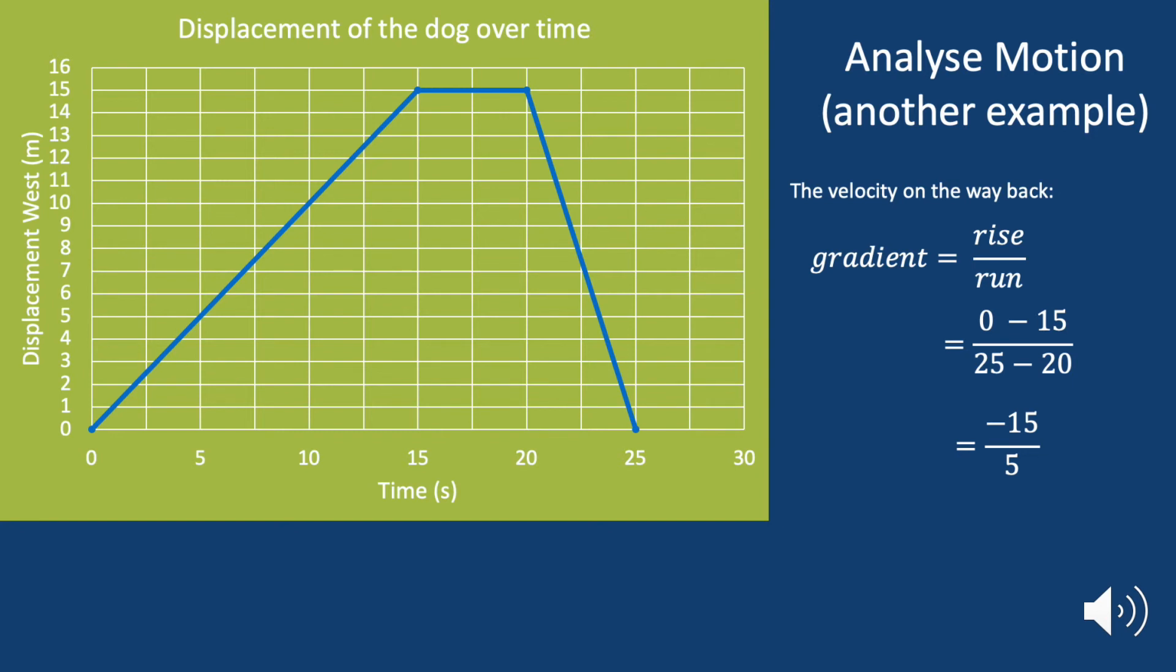So looking at the gradient there, it falls. It doesn't rise at all. It falls 15 meters, where the time runs along 5 seconds. So we end up with a gradient of negative 3 meters per second to the west, which can also be expressed as positive 3 meters a second to the east, because velocity is a vector and has direction.